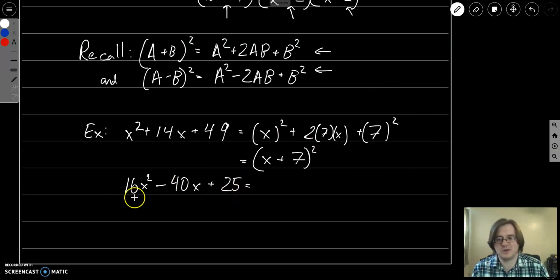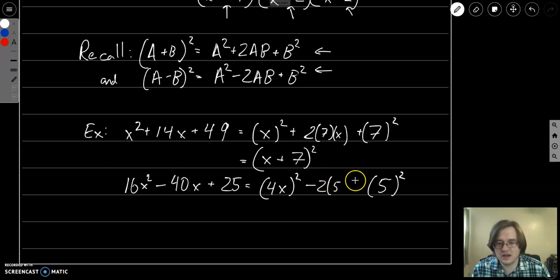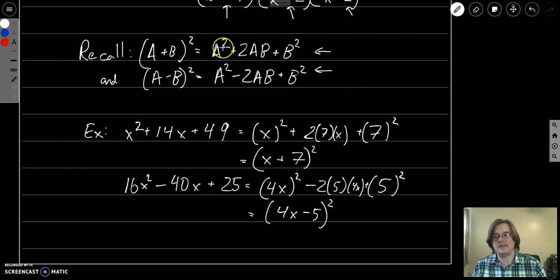Again, we can do this with the next one. If we stare at this long enough, we'll be able to recognize that this first term is going to be 4 times x squared. This last one is going to be 5 squared, and the middle term is we're going to subtract 2 times 5 times 4x. Again, the 4x and the 5. So when we can factor this, you can see that this will be 4x minus 5 quantity squared, and this is just coming from remembering these formulas.